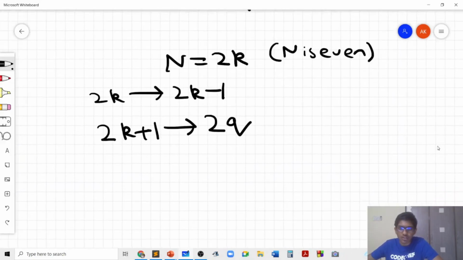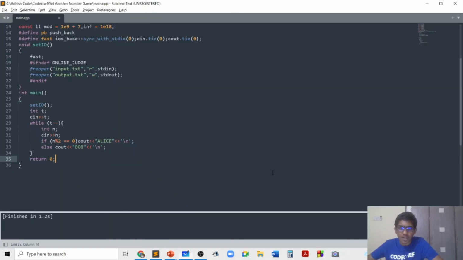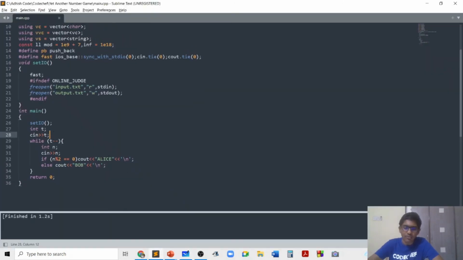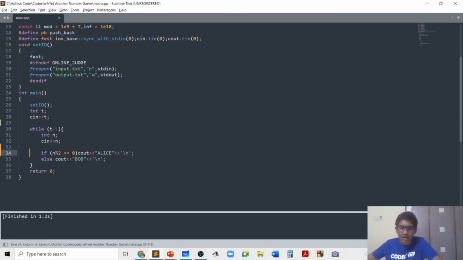So in conclusion, we know that if n is even, Alice will win, and when n is odd, since it's a losing state, Alice will lose or Bob will win. And that's all that we need to do in our code. So in our code, we basically take in the value of t, which is the number of test cases. For each test case, if n is even, we print Alice, otherwise we print Bob, and that's the whole solution.